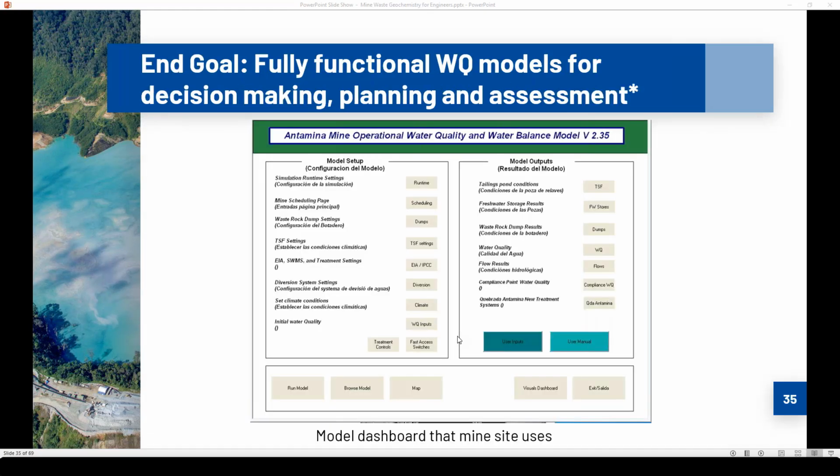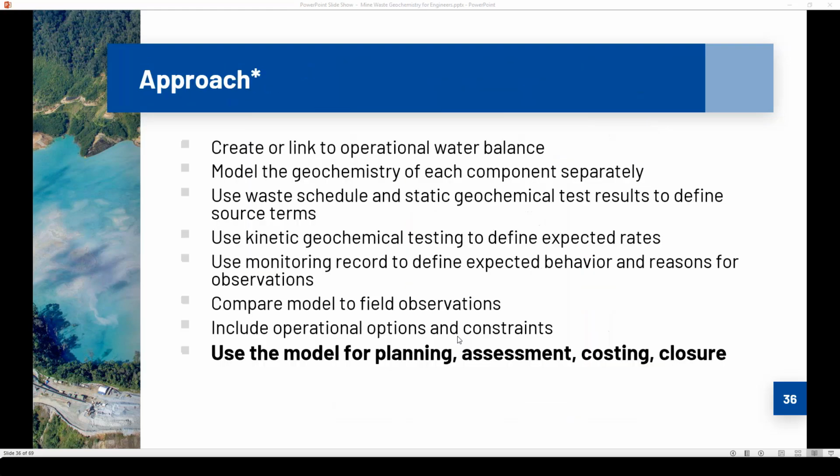So for this case study, what we developed with the client is a fully functional water quality model, which they can use for decision making, planning and assessment. And all I'm showing there is a model dashboard that the mine site uses so that they themselves have control over the simulations that this model can provide. The approach that we used here is a fully integrated water balance and water quality model.